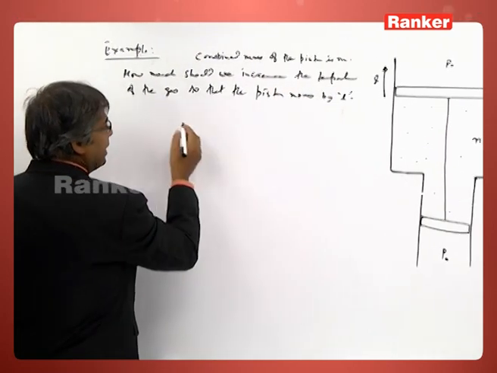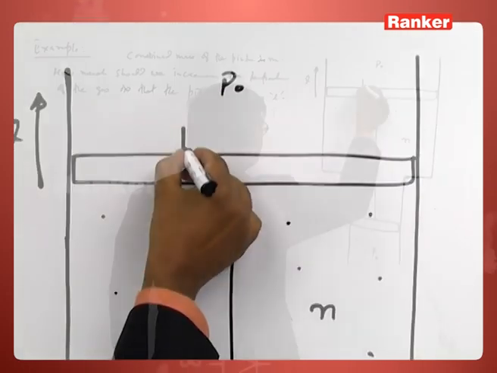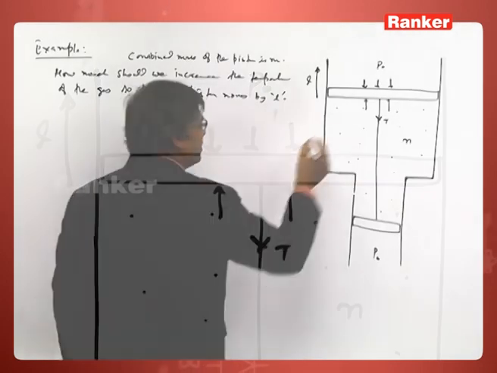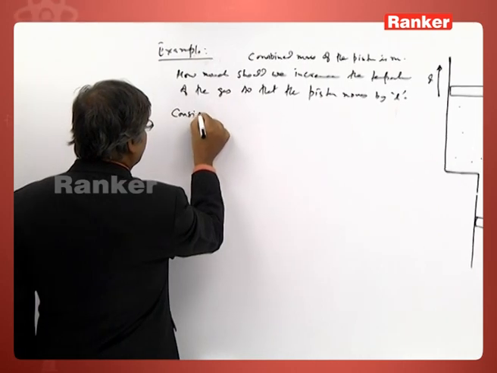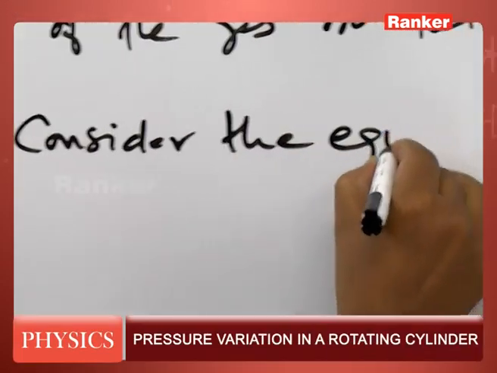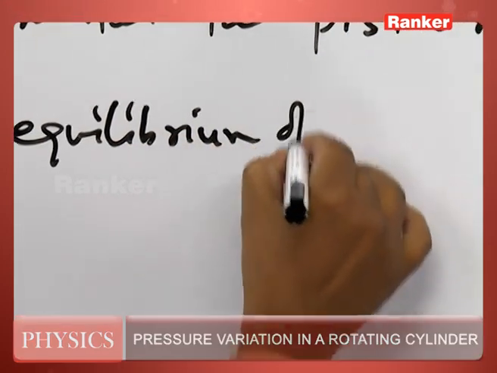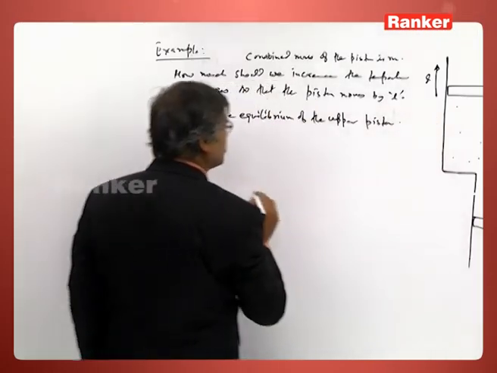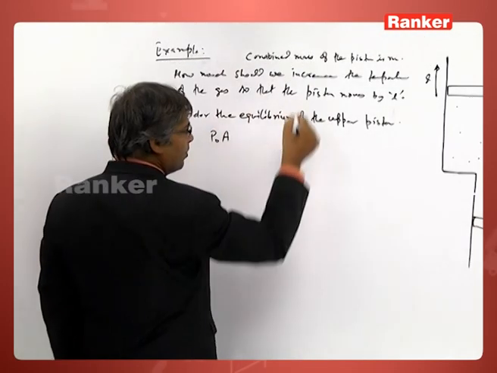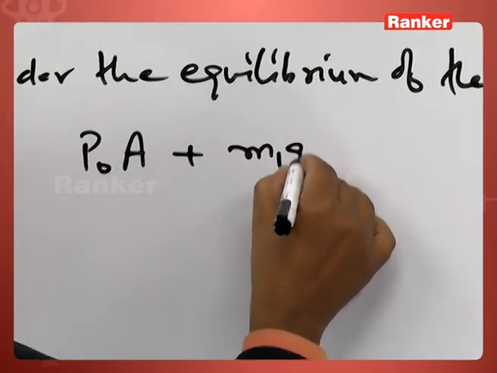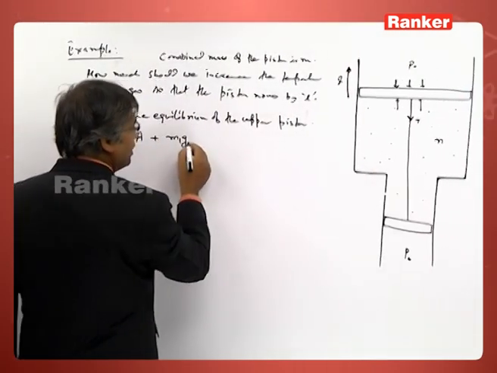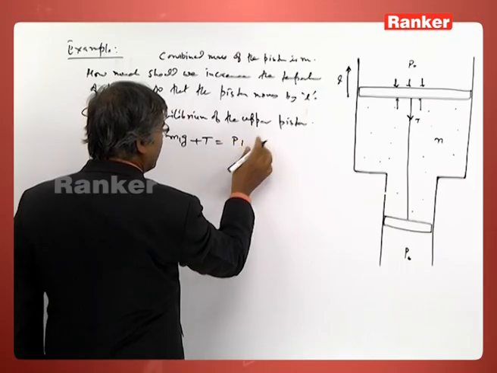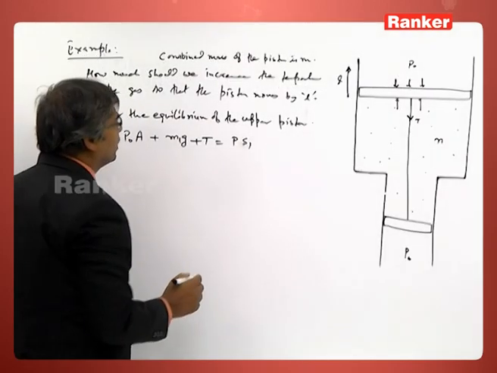Now let us consider the equilibrium of this piston, the upper piston. The total force acting: P naught A upward, plus M1G, the weight of this piston, downward, plus tension T, is equal to P into S1. S1 is the area of the upper piston.